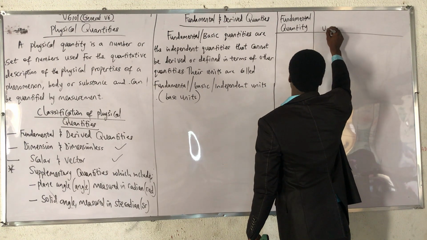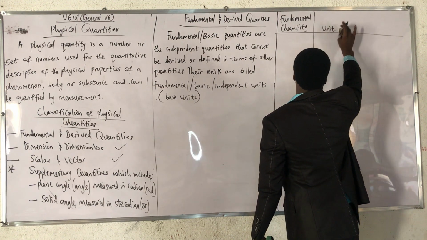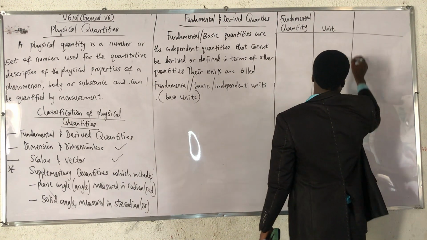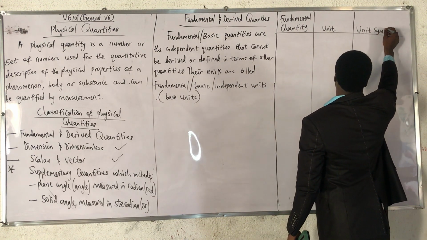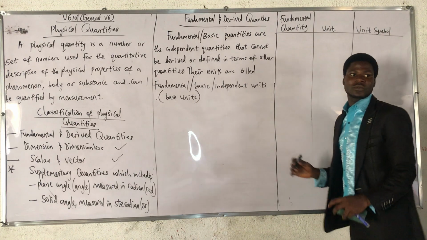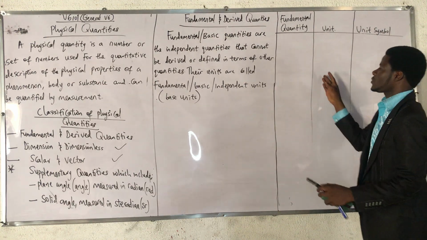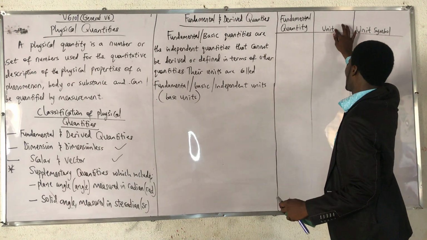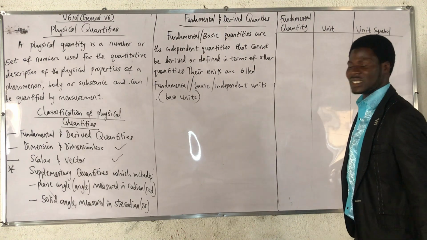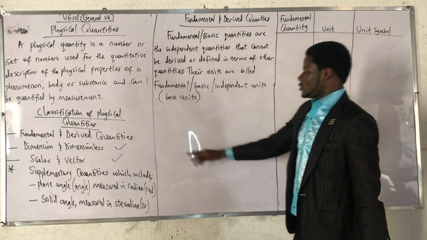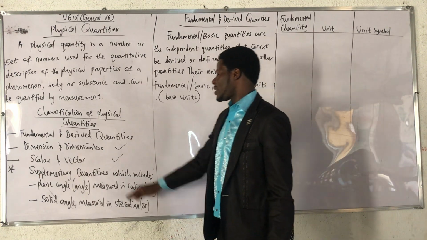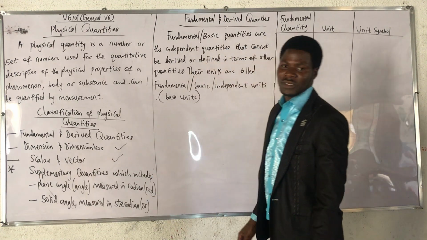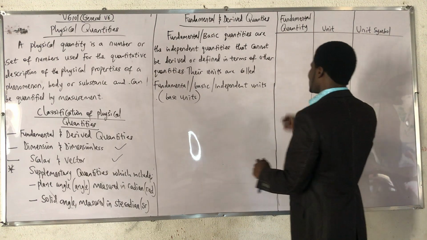They are fundamental units, and the symbol we use for them is the unit symbol. If you don't know the fundamental quantities, the derived quantities will be difficult. And again, you can't even understand dimensional and dimensionless quantities. So they are very, very important.